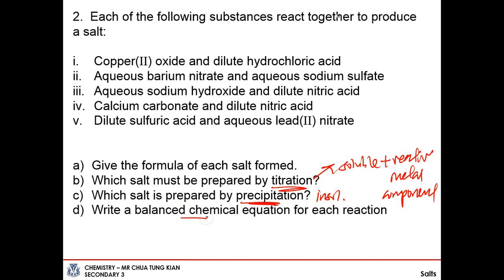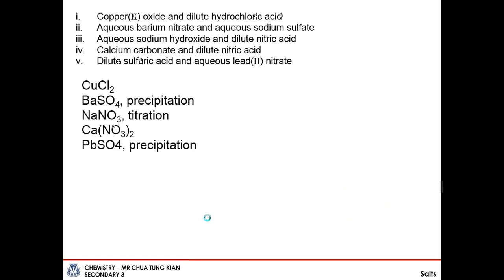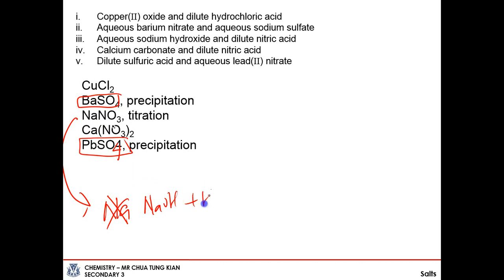Balanced chemical equation. Okay, so copper oxide plus HCl, you get CuCl2. This one, you get this one, this one, this one, and this one. And if you take a look through, this is insoluble in water, this is insoluble in water, so you prepare this by precipitation. Sodium nitrate: Na is very reactive, so you cannot use Na itself, you must use NaOH. So to do the reaction between an acid and an alkali, which are both soluble in water, we use the titration method.